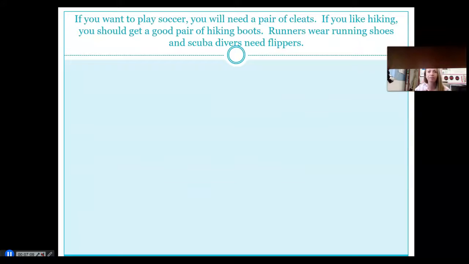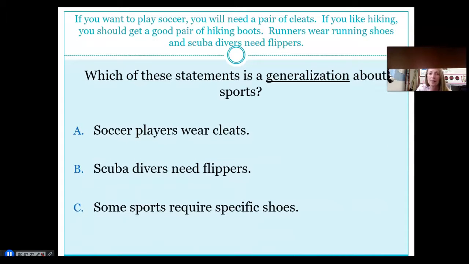All right, let's try another one. If you want to play soccer, you will need a pair of cleats. If you like hiking, you should get a good pair of hiking boots. Runners wear running shoes and scuba divers need flippers. Which of these statements is a generalization about sports? A, soccer players wear cleats. B, scuba divers need flippers. Or C, some sports require specific shoes. What is this mostly about?